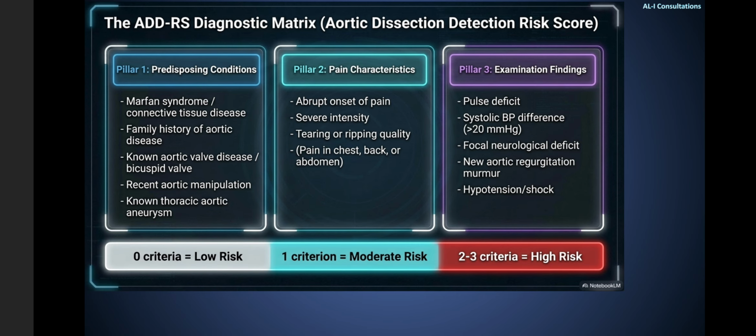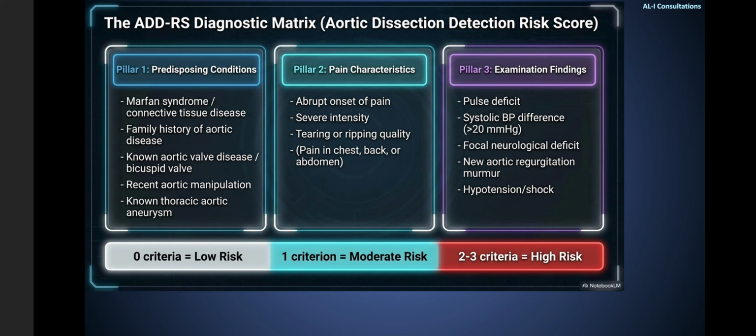Now consider this matrix. Predisposing conditions: does the patient have Marfan syndrome, connective tissue disease, family history of aortic disease, known aortic valve disease or bicuspid valve, recent aortic manipulation, or known thoracic aortic aneurysm? Ponder the pain characteristics. Is it abrupt in onset, severe in intensity, tearing or ripping in quality? Is the pain in the chest, back, or abdomen?